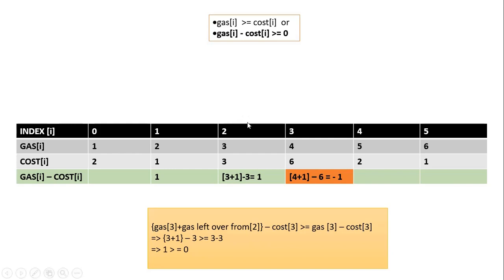Hence, we can simply go ahead and eliminate station 2 and station 3 as a starting point for our consideration, and then we can check for station 4 as a starting point. So I hope this point was clear. Now let's move on to the next phase of this solution.